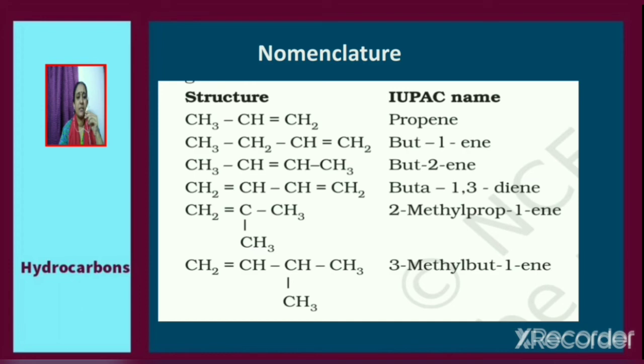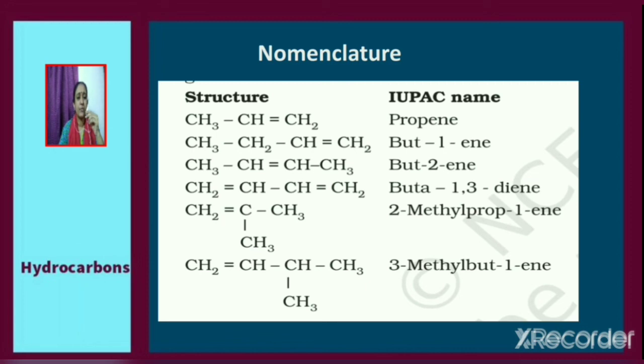The next we have is buta-1,3-diene, which is CH2=CH-CH=CH2. Since 2 double bonds are present, it is known as a diene. 4 carbon atoms are present, and hence buta; the positions of the double bonds are mentioned, it is 1 and 3. Therefore, the compound is buta-1,3-diene.